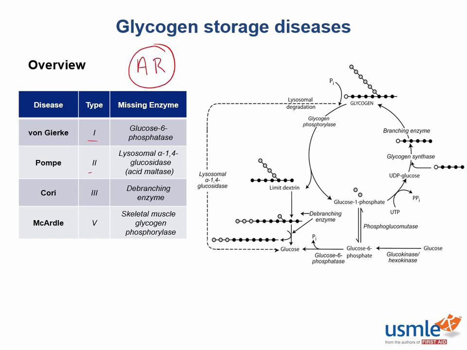Here we'll review the 4 most commonly tested glycogen storage diseases, and all of these are autosomal recessive. Also, in all of these diseases, you can use the periodic acid-Schiff stain, or PAS stain, to identify glycogen within the cells. Now expect to see at least 1 or 2 questions regarding glycogen storage diseases on your USMLE, so this is a very high yield section.